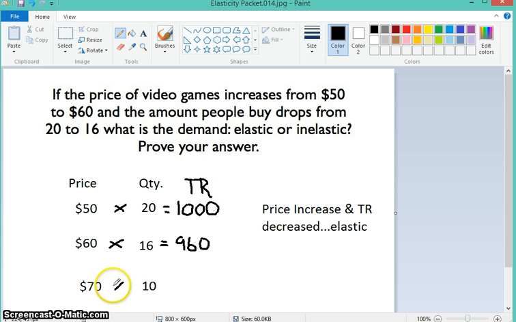And if you went one further, you get 700. So across any of these price changes, from 50 to 70, from 60 to 70, they all are elastic, because you see the price and the total revenues going in the opposite directions.